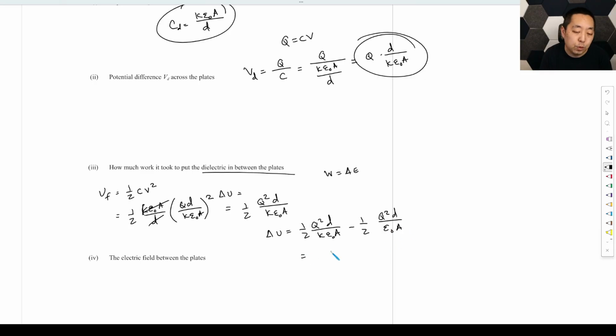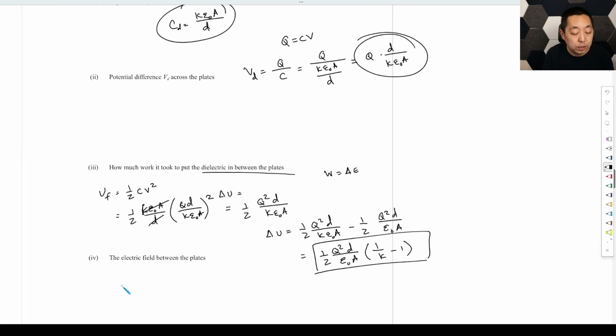Right, and if you want to simplify, you can factor out the Q squared, the D, the epsilon naught A, and you get 1 over kappa minus 1. Because kappa is bigger than 1, what's going to happen is there's going to be less energy, so you're going to lose some. It took a negative amount of work to put the dielectric between the plates, right? Okay, so let's find the new electric field between the plates.